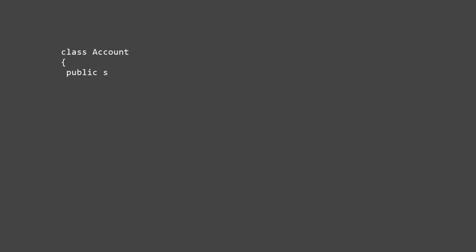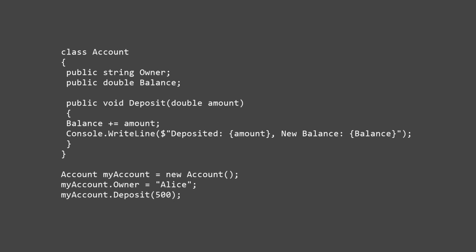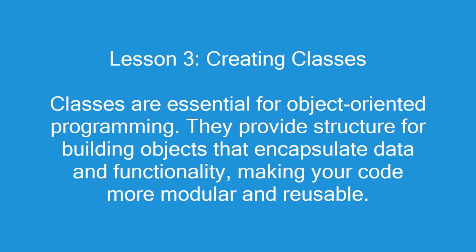Real-world example. Classes can represent real-world objects like cars or abstract ideas like accounts. They make it easier to manage and organize code and projects. Classes are essential for object-oriented programming. They provide structure for building objects that encapsulate data and functionality, making your code more modular and reusable.